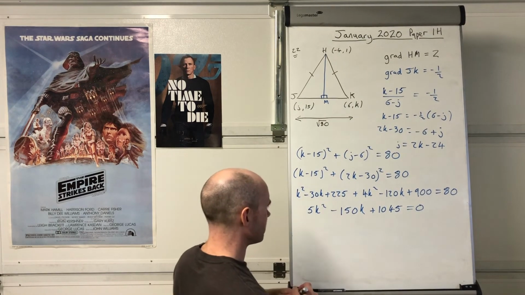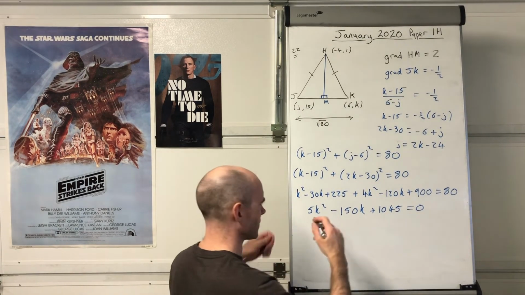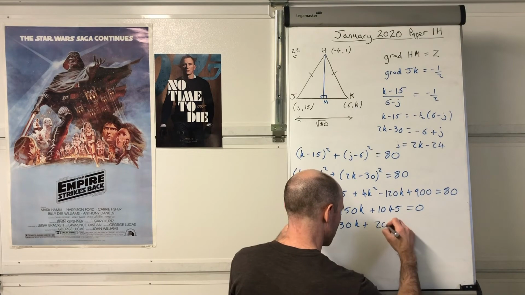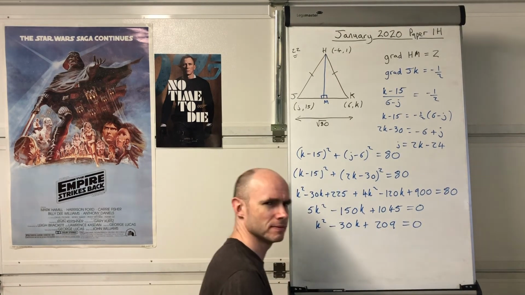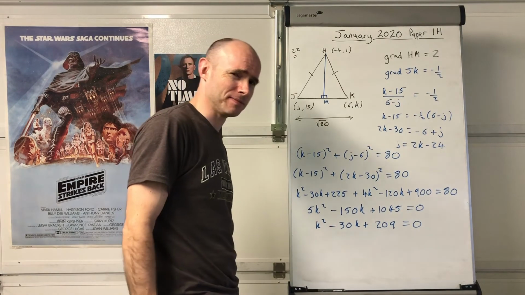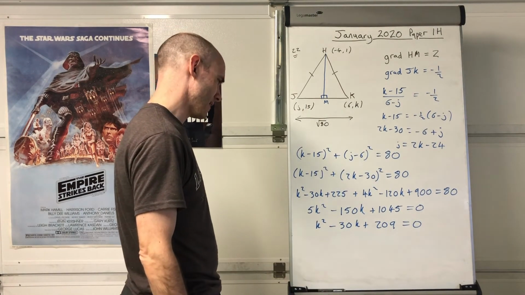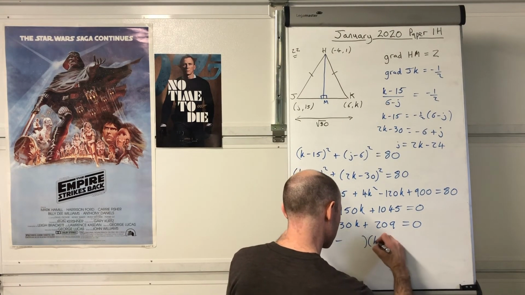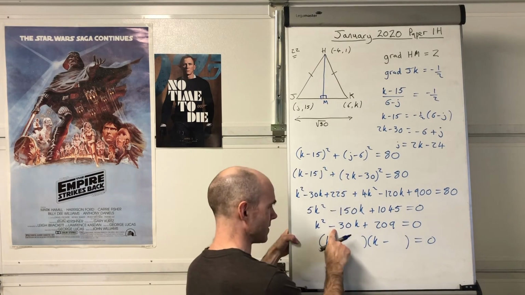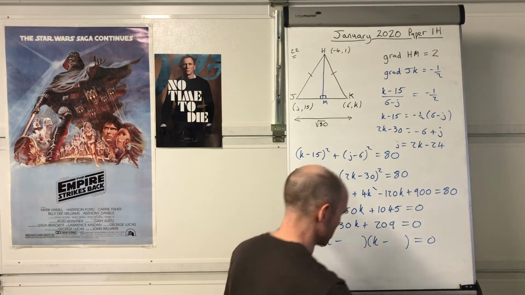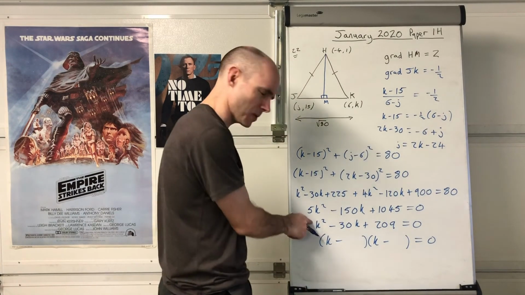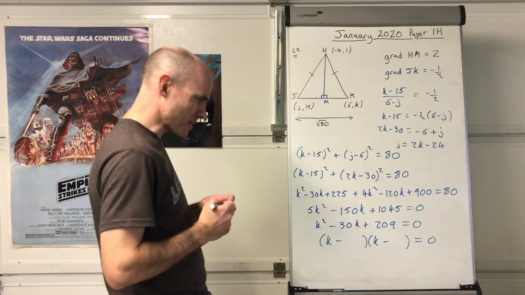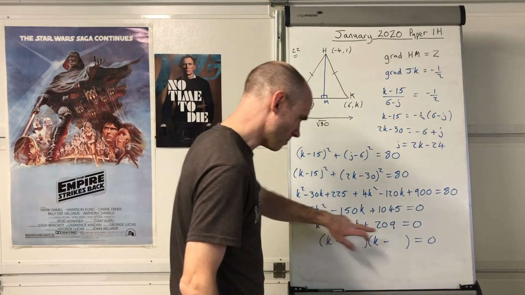Okay, let's divide everything by 5. Okay, so k squared minus 30k plus 209 equals 0. Can you factorise that? Yeah, you can. Okay. How will it factorise? So look, you'll have k subtract something, k subtract something else, because there's a negative there and that's positive, so it must be k minus and k minus. The only easy thing about this is that you've got k squared rather than 2 or 3 or something else, k squared. Okay. You want two numbers that add to make negative 30 but multiply to get 209.